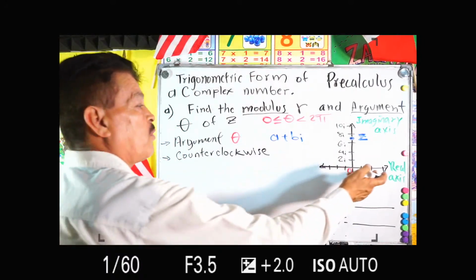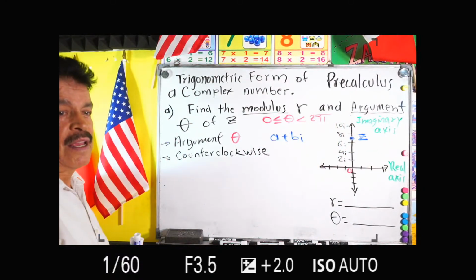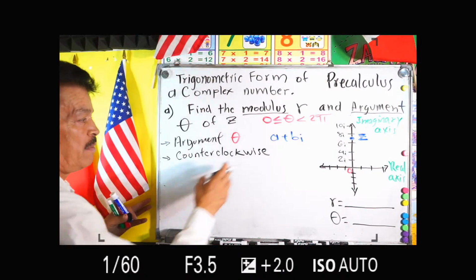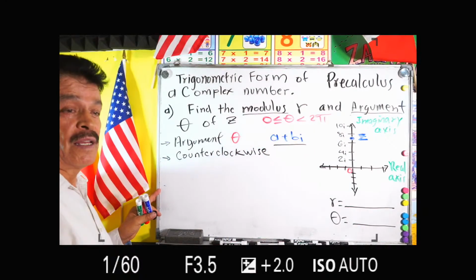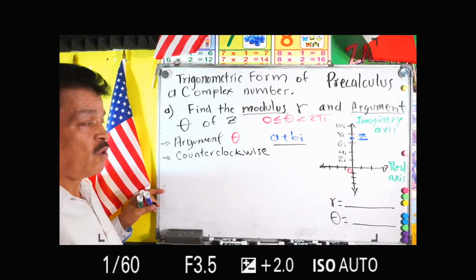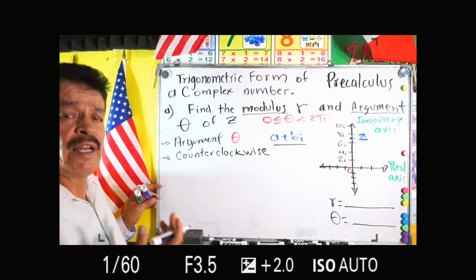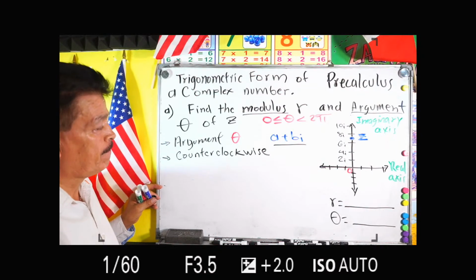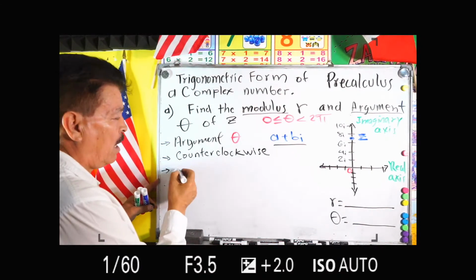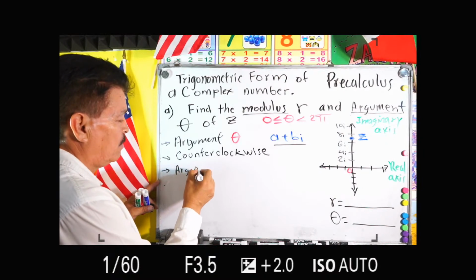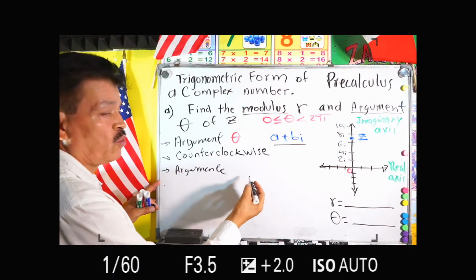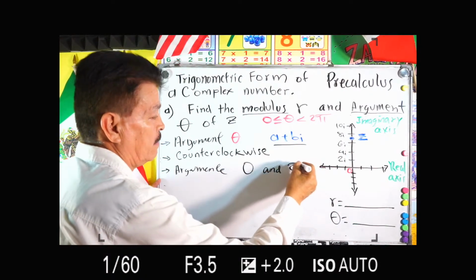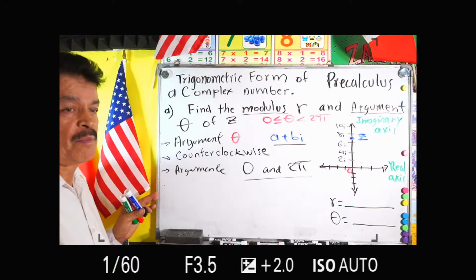We have to move from the positive real axis to the segment between the origin and the point a, b. That angle is the argument. Arguments are usually chosen to be between 0 and 2 pi. This is a very important idea.